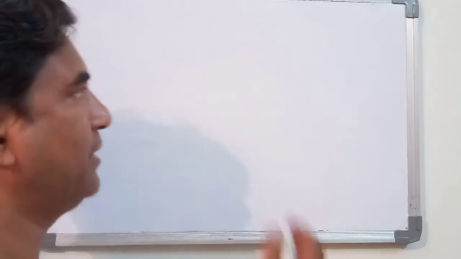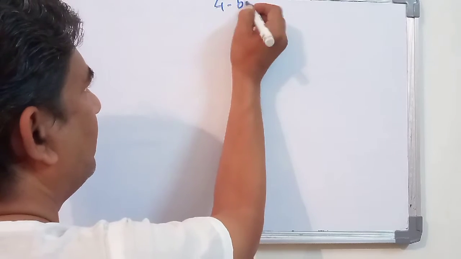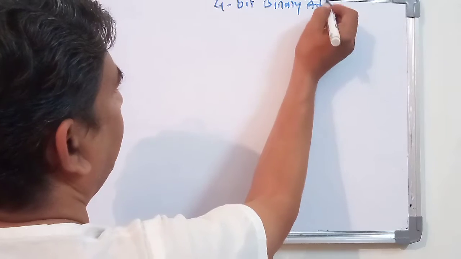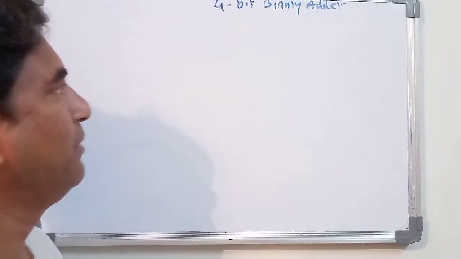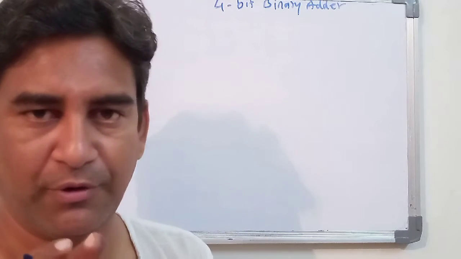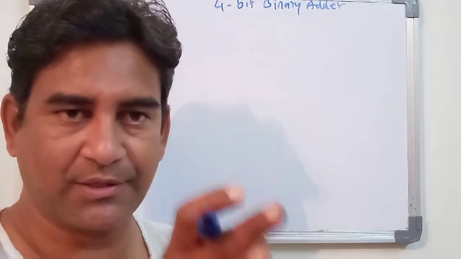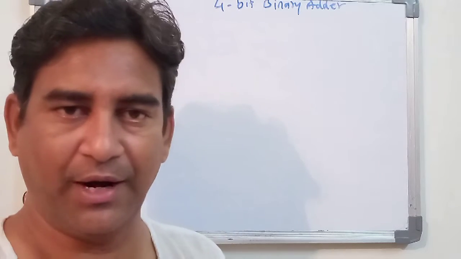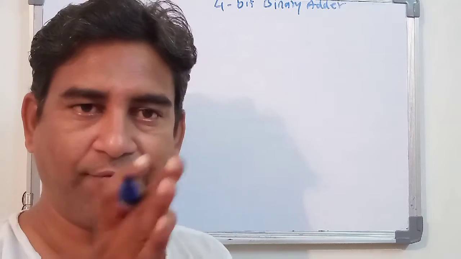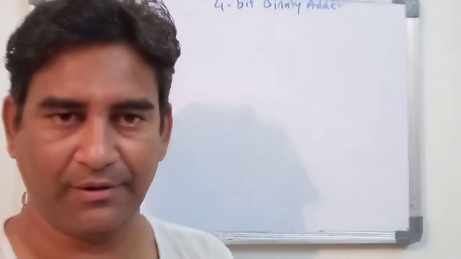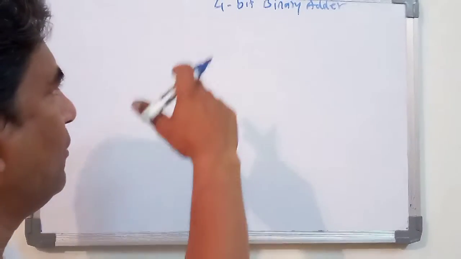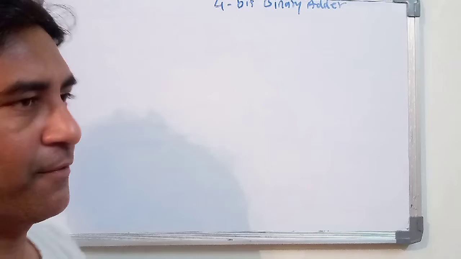Now the next topic is the 4-bit binary adder. In this 4-bit binary adder, the only thing you have to keep in mind is, as previously we have studied the half adder and the full adder. In the half adder, it was a 2-bit addition. In a full adder, we have taken 3 bits. In the half adder, we have taken 2 bits. By now, you have the 4-bit binary adder.